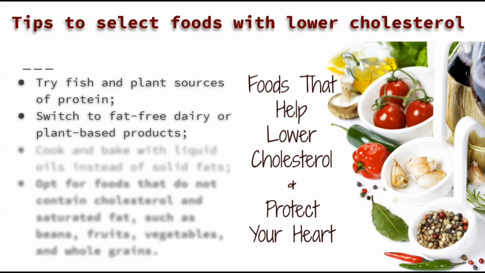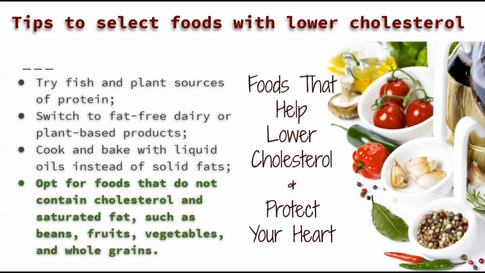Choose lean meats or poultry. Trim or drain the fat from the meat. Remove the poultry skin before eating. Instead of whole milk, use fat-free milk or plant-based beverages such as soy, rice, and almond. Cook and bake with liquid oils or water sauté your vegetables.